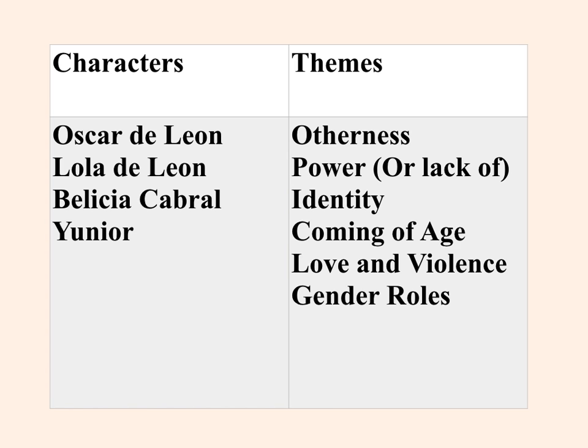Some themes in the story. All these themes: otherness, power or lack of, identity, coming of age, love and violence, gender roles, all of them apply to each character. And in this essay, what you need to do is select one character and one theme, and you want to see how the development of that character is able to further the theme. How does Junior fit the theme of power? How does Oscar fit the theme of otherness? Otherness means that they're different, that they don't fit in. What experiences in Oscar's life make him feel like he's an other?